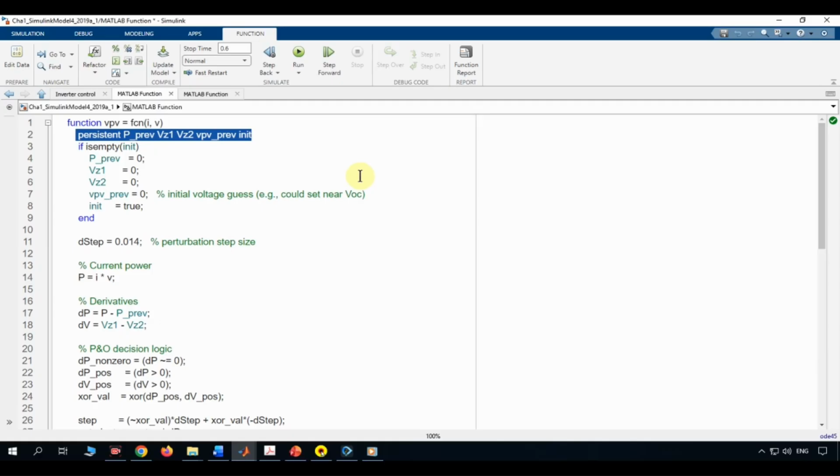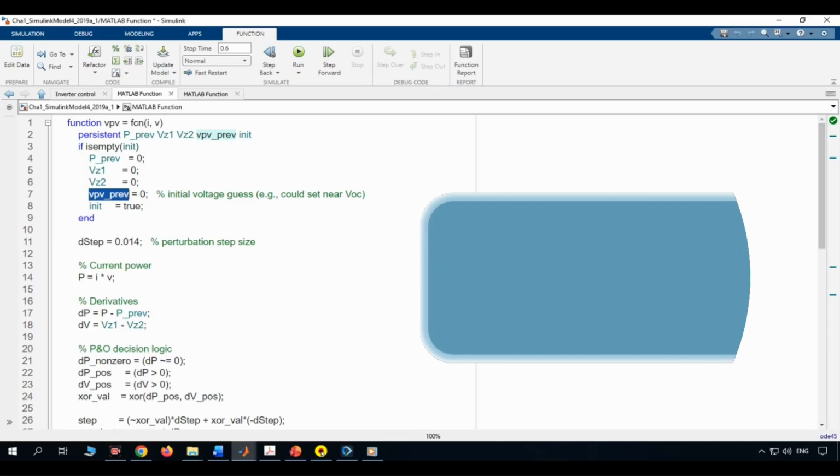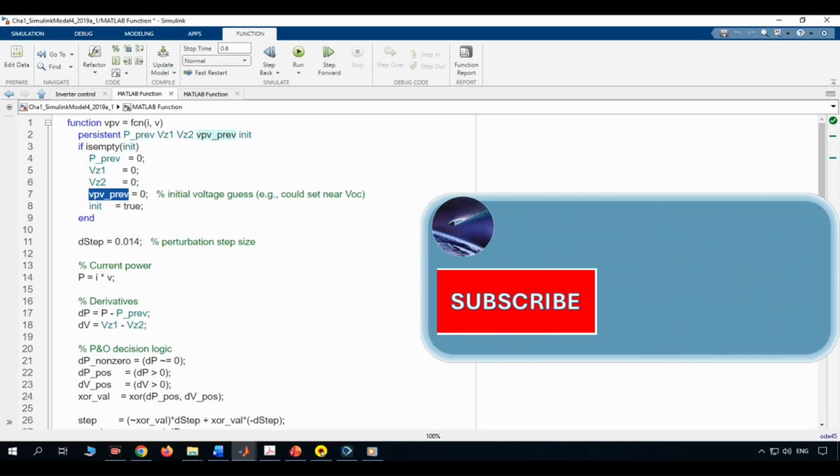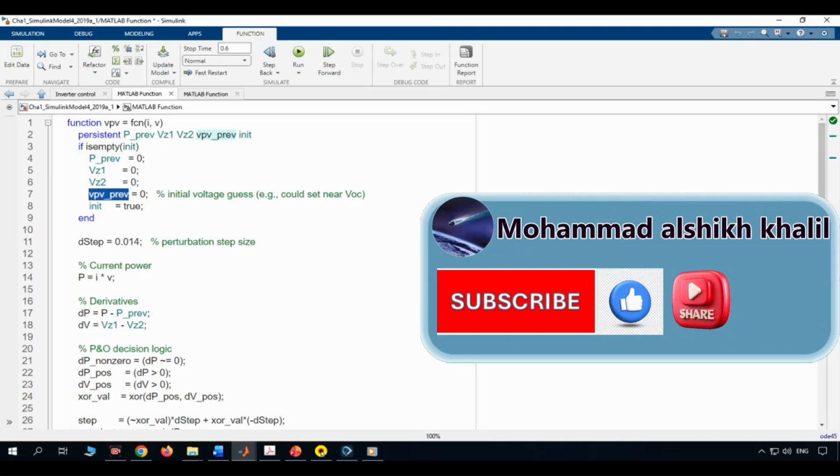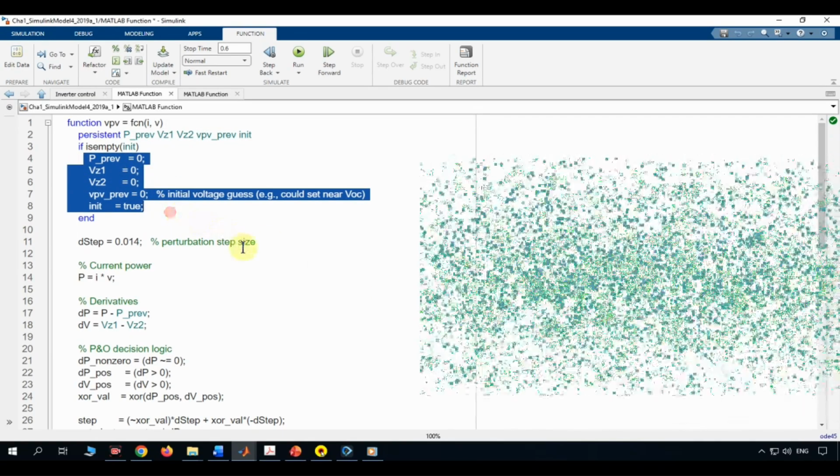P_prev, power from the last step. VZ1, VZ2, voltage delayed by 1 and 2 steps. This double delay is what avoids the algebraic loop you'd get from feeding V straight back into its own derivative. VPV_prev, the last commanded voltage. This is what makes the output an integrator. Each step nudges away from wherever it left off. Init, a one-time flag, so these all get reset to 0 exactly once, on the very first call.